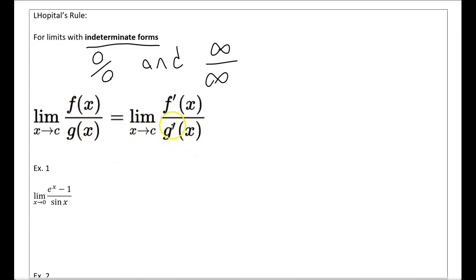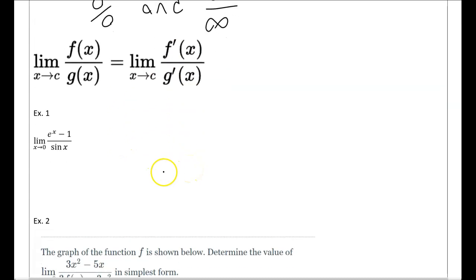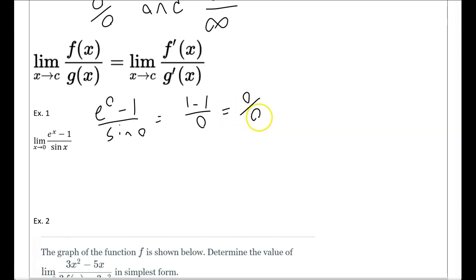And then the rule is take the derivative of the top and bottom and then try to plug in your value again. So here, first I would say e to the 0 minus 1 over sine of 0, well, is 1 minus 1 over 0, which is 0 over 0. So then I have an indeterminate form, and I can't factor and cancel here, right? Because these functions are not algebraic. But I can take the derivative of the top and bottom.